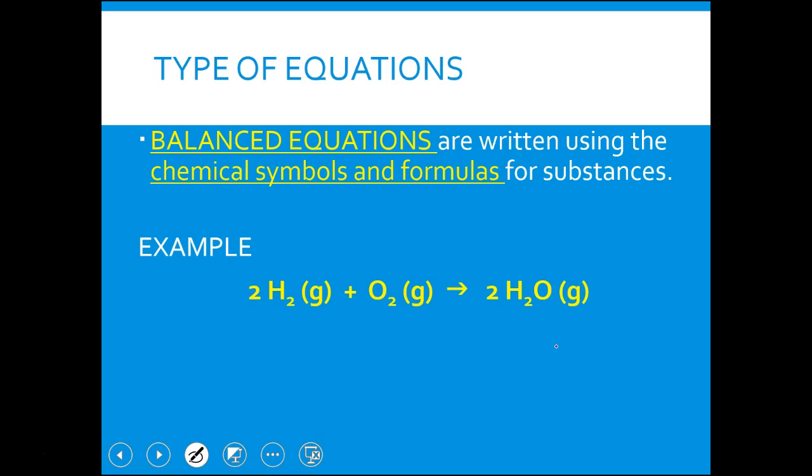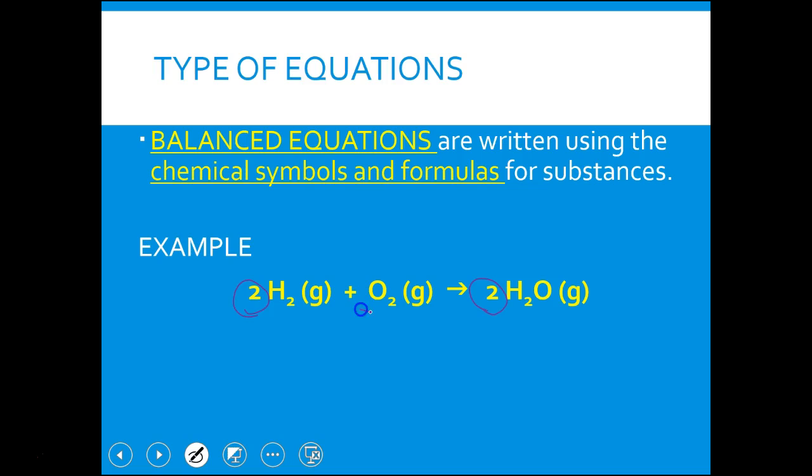And what I see here is numbers right here and here. We call those coefficients. Those coefficients tell me how many H2s I need to get the same number of atoms of H on both sides. So according to this, I need 2 H2 molecules to get the same number of hydrogen atoms on both sides of the equation. Okay, I've got 2 H2O, so I've got 4 here and 4 here.